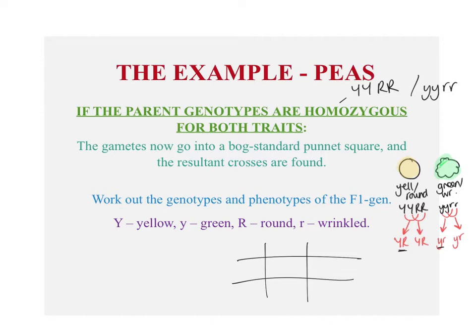Okay, so could you have a go? And I'll give you a little hint that your Punnett square should start looking something like that. Okay, so pause now before you go on to the next slide and see if you can figure out the phenotypes and genotypes of the F1 generation when these two parents are crossed. Pause now.